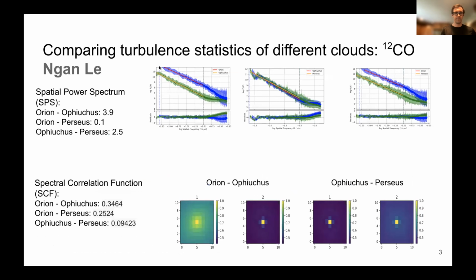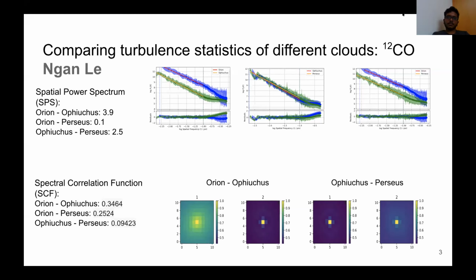There are various methods to quantify the turbulence statistics. The first one is using the spatial power spectrum. Here I calculate the turbulence statistics using the 12CO molecular maps. To do that, the molecular maps can be converted into the 2D power spectrum using the Fourier transform, and then reduced to the 1D power spectrum.